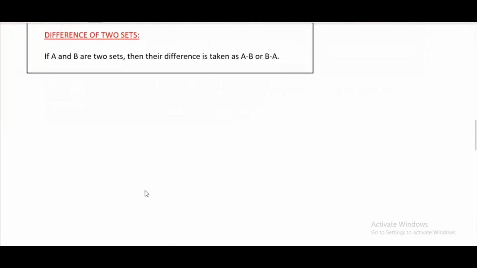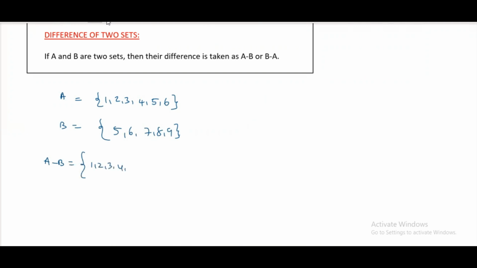So how can we find the difference of two sets? Let's take an example here. A is equal to 1, 2, 3, 4, 5, 6. Let's consider B as 5, 6, 7, 8, 9. So how to find A minus B? Let's write 1, 2, 3, 4, 5, 6, the elements present in A, and let's write the elements present in B.